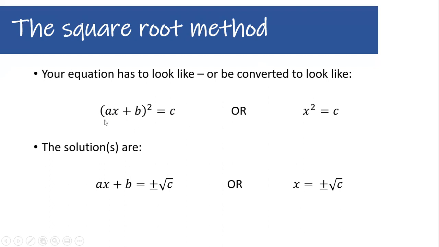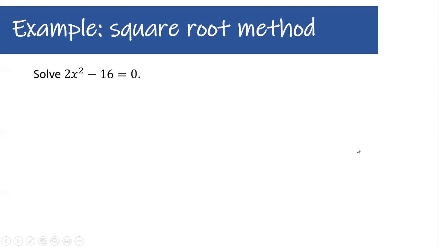Since this whole quantity on the left is squared, if you take the square root of both sides, that'll just turn into ax plus b, and over here it'll be plus or minus the square root of c. The right side is even simpler because you take the square root, and so it's just x equals plus or minus the square root of c. Let's look at an example.